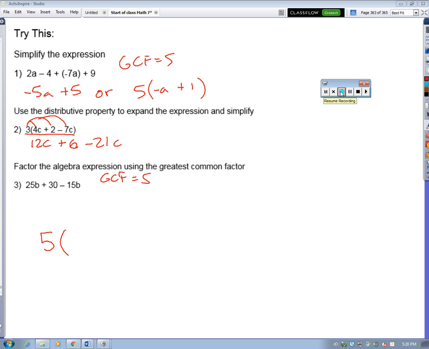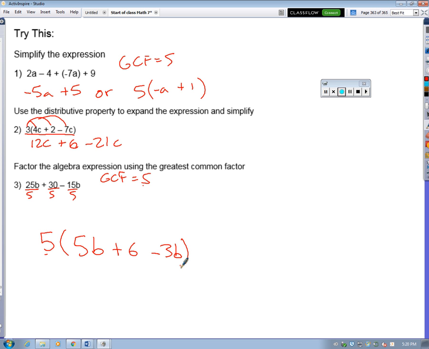Sorry, give us a little more room here. So I take my greatest common factor, 5, and I'm going to move it on the outside right here. Now I'm going to divide everything else by 5. So 25b divided by 5 is going to give me 5b. 30 divided by 5 is going to give me 6. 15b divided by 5 is going to give me negative 3b.